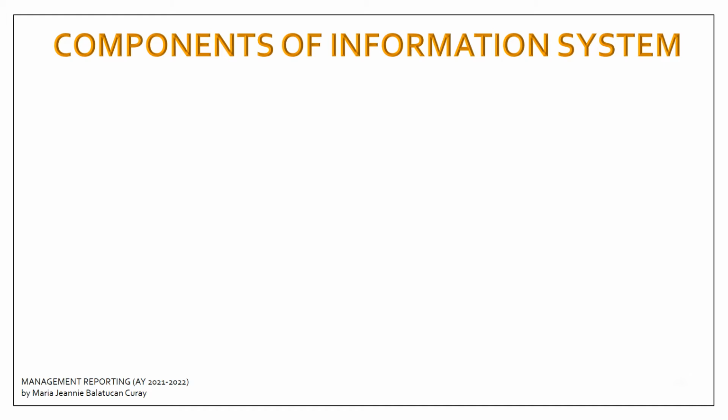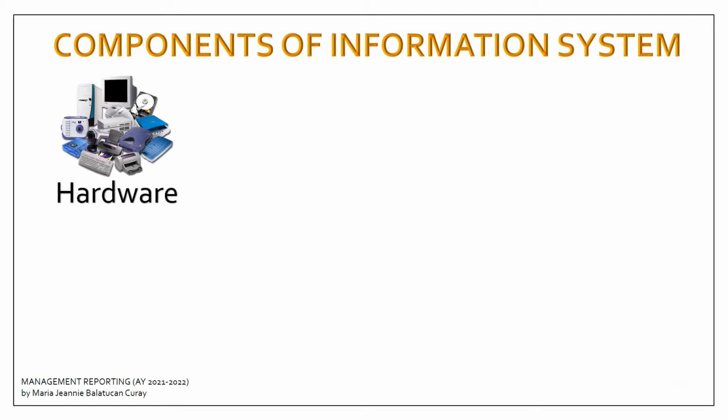So the first component is the hardware. It is something you can touch. It is a physical device. It is the physical component of the technology. So computers, keyboards, disk drives, iPads, and flash drives are all examples of information systems hardware.